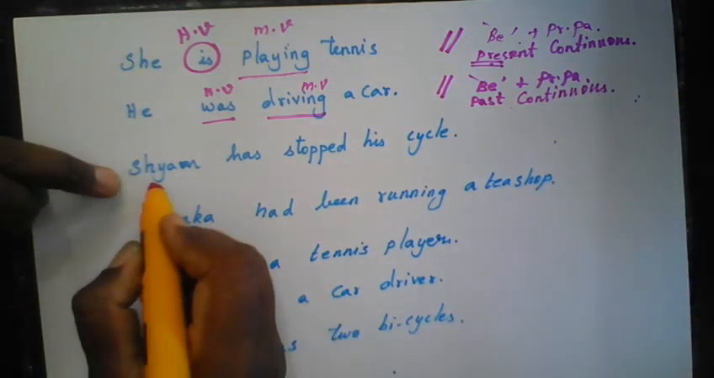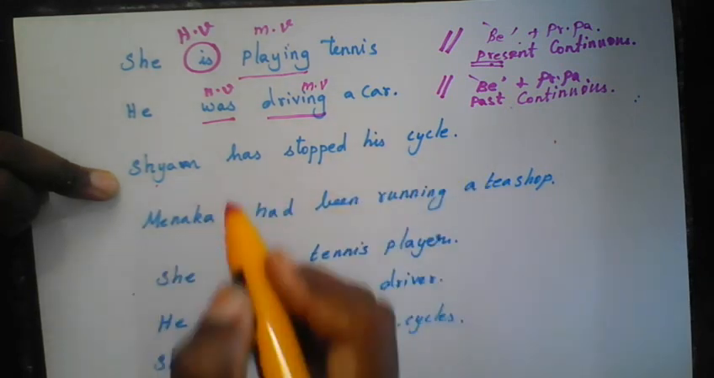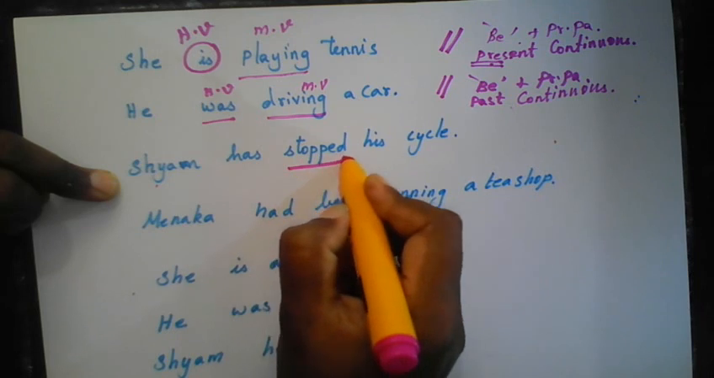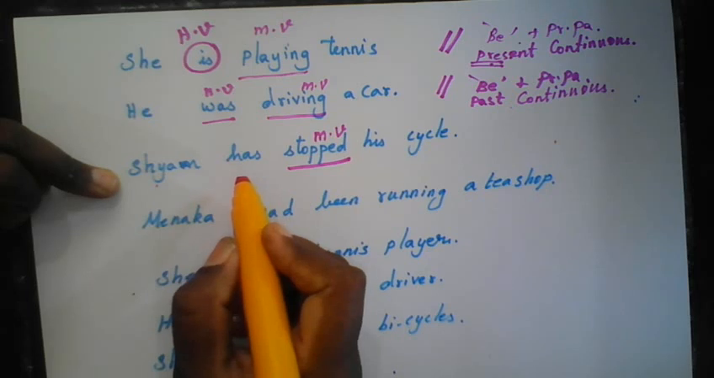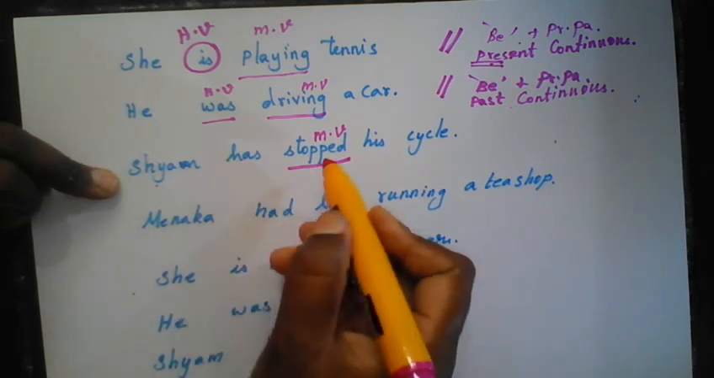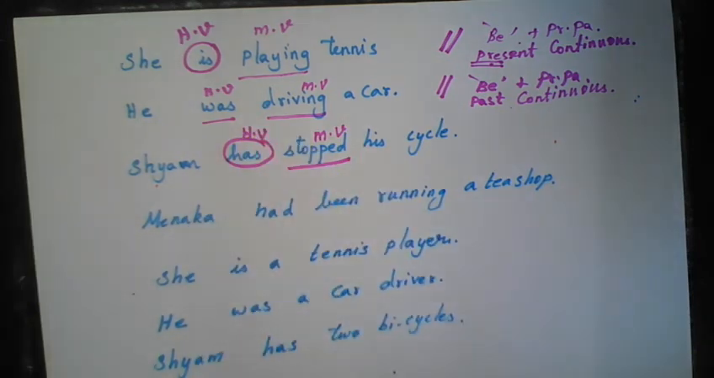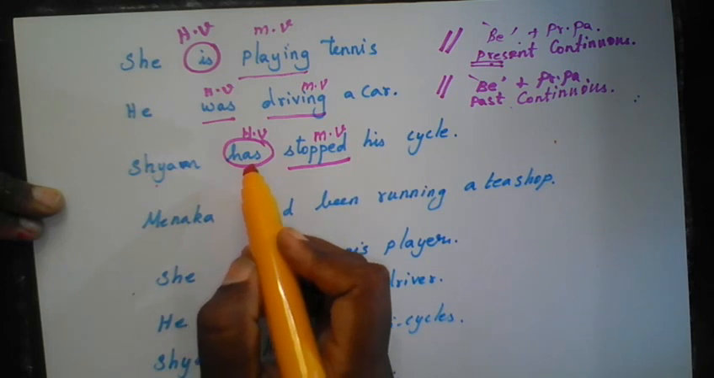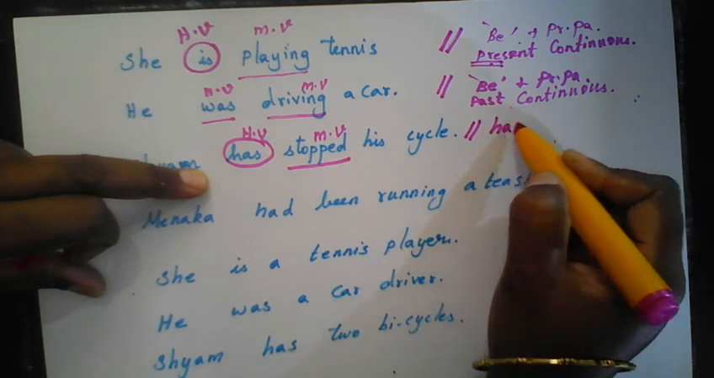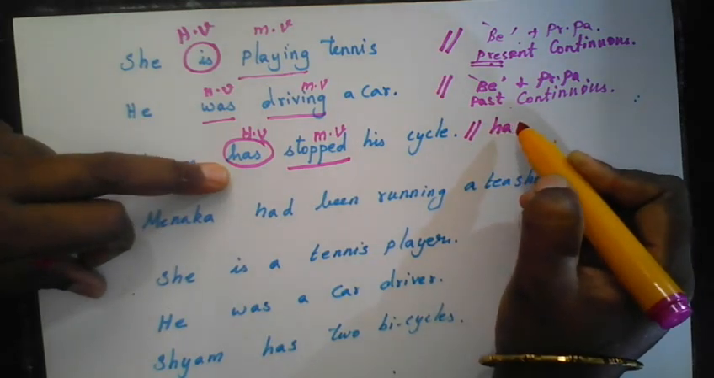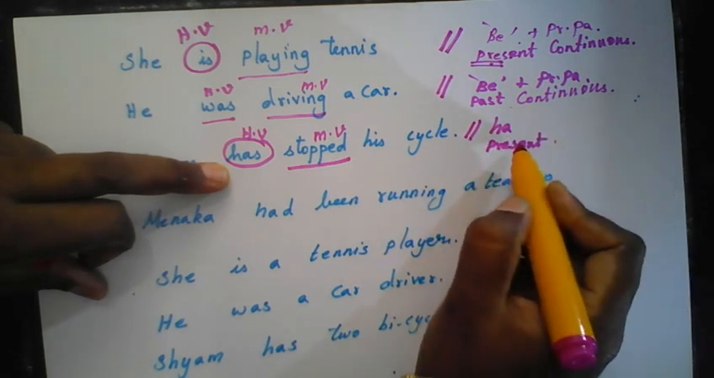Okay. Now come here. Shyam has stopped his cycle. So what is the main verb here? Yes, superb. Stopped is your main verb. And what is has doing here? It is just assisting our main verb, so this becomes a helping verb. Now look at it, my dear children. What verb is here? The have verb is here, right? Has is the present tense have form.